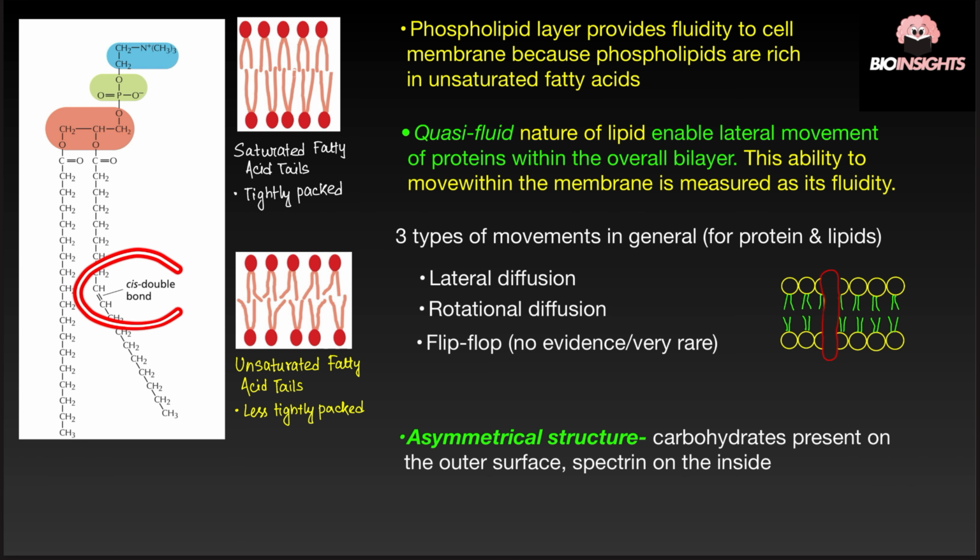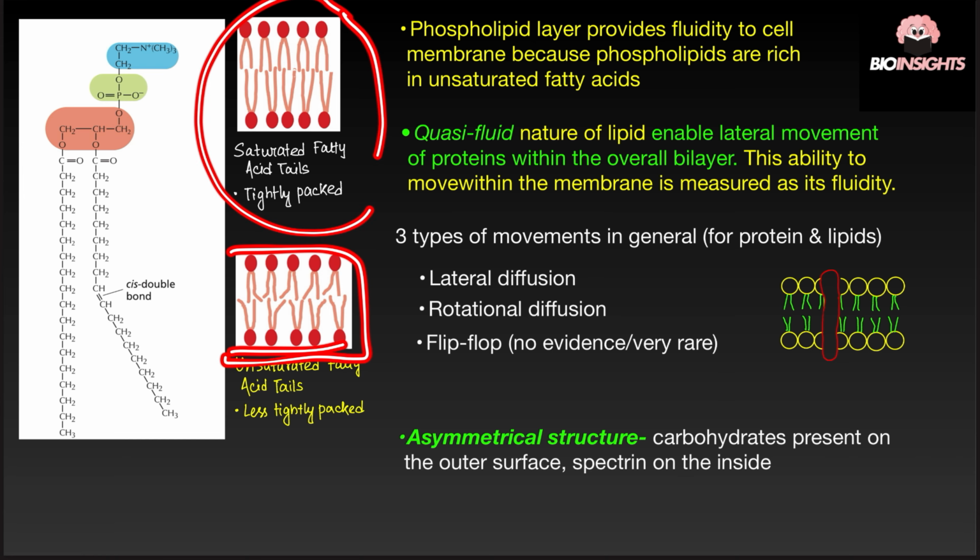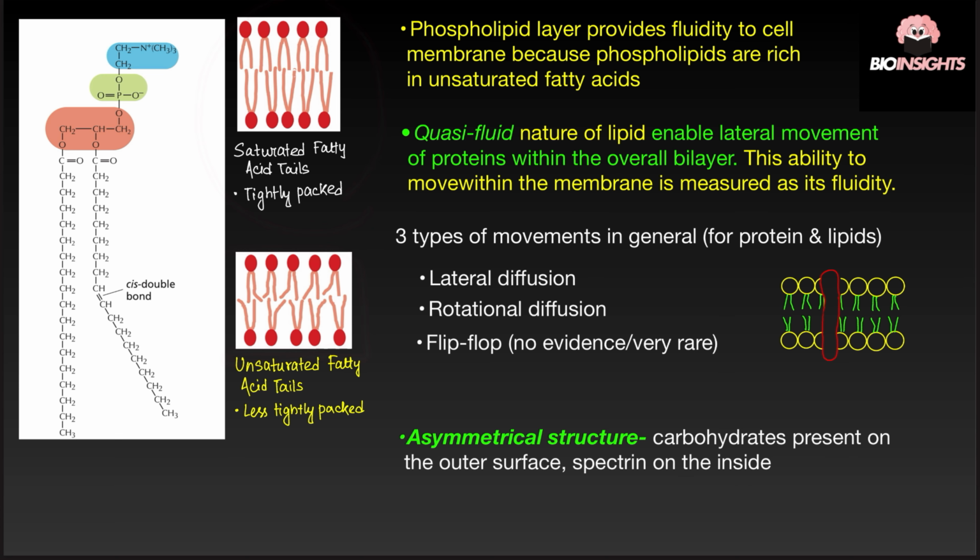Now, because of these kinks, the phospholipid molecules cannot line up perfectly side by side. You can see here when the phospholipid fatty acid tails consist of saturated fatty acids, they can be tightly packed. There is no gap between them. So these are densely packed. But when these are composed of unsaturated fatty acid tails, these kinks act as spacers. They push the neighboring phospholipid molecules away, preventing tight packing. Now, this keeps the membrane in a liquid-like state even at lower temperatures.